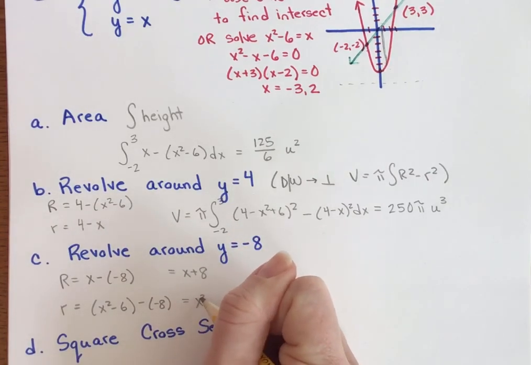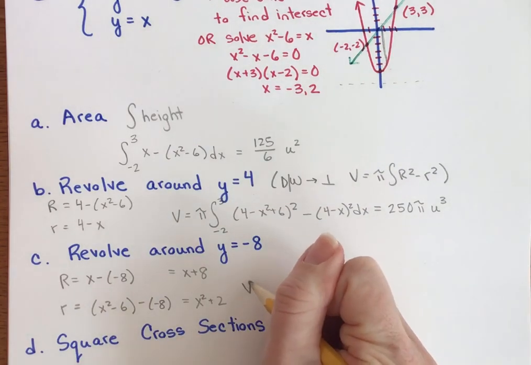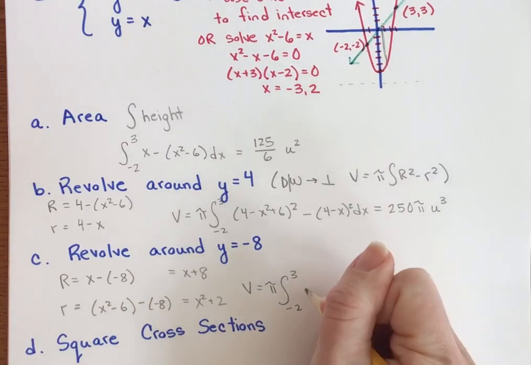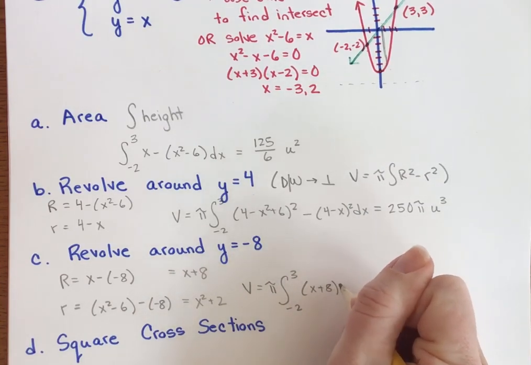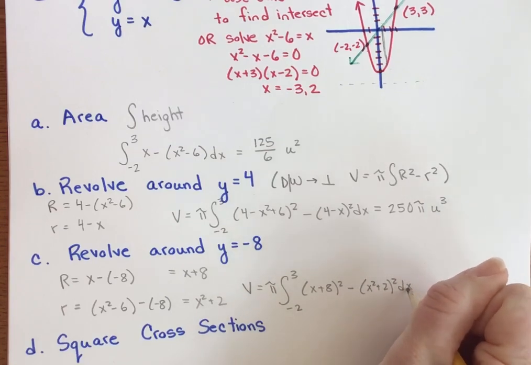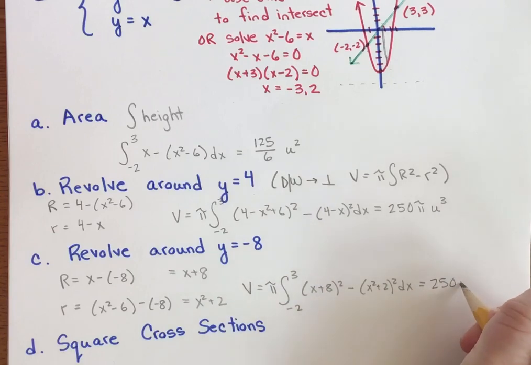Feel free to simplify or not. Be careful with how you type that into your calculator. We have volume equals pi. Again, still x values, big R squared minus little r squared. Surprisingly, through no plan of mine, we get the exact same answer.